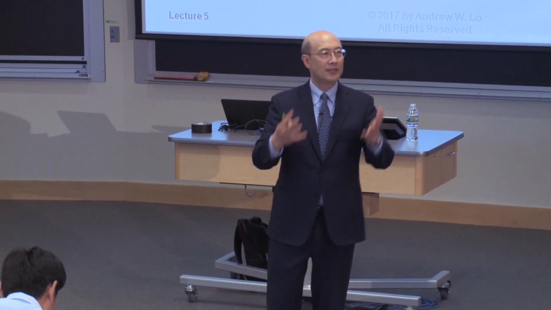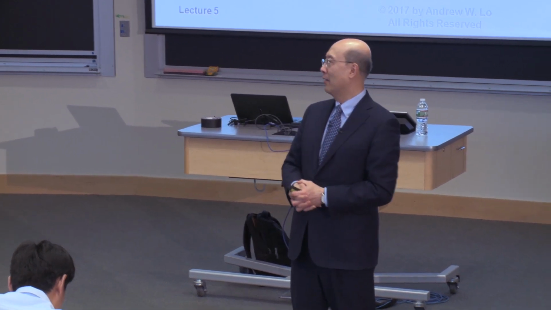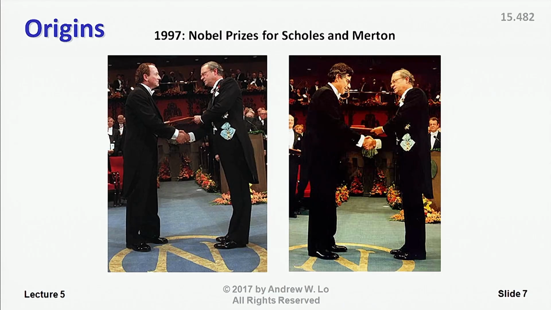And in 1997, of course, Bob Merton and Myron Scholes received the Nobel Prize for their option pricing work. Fisher Black would have gotten it as well, but he had died a few years before of cancer, and so was not able to receive it.